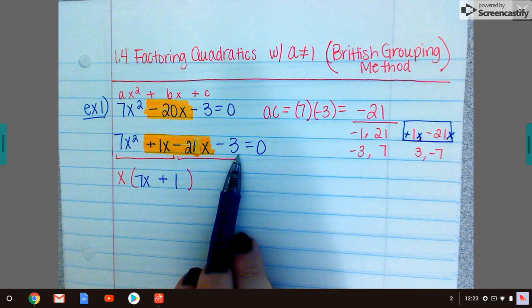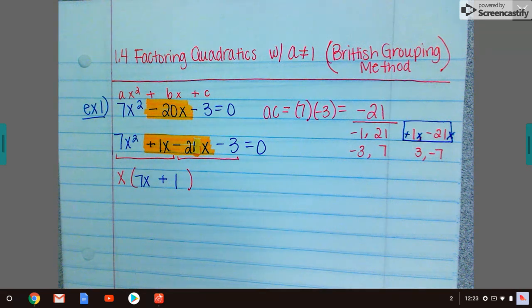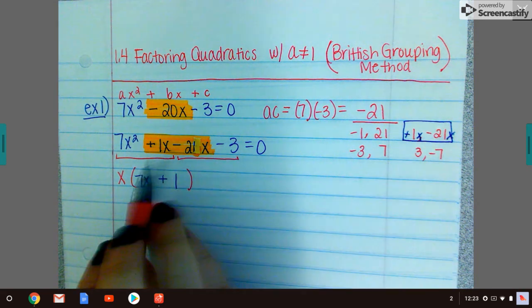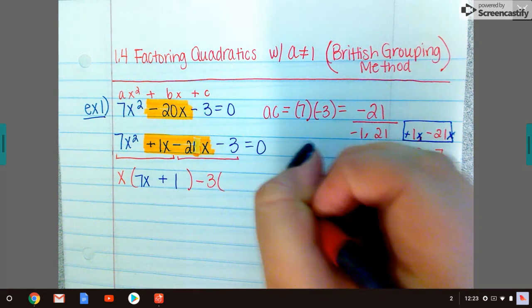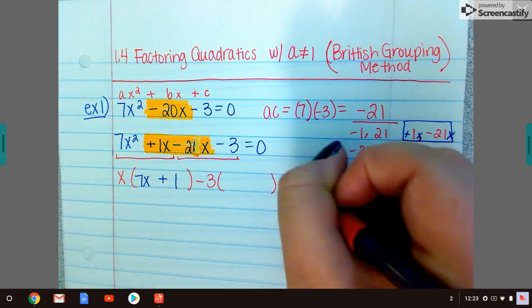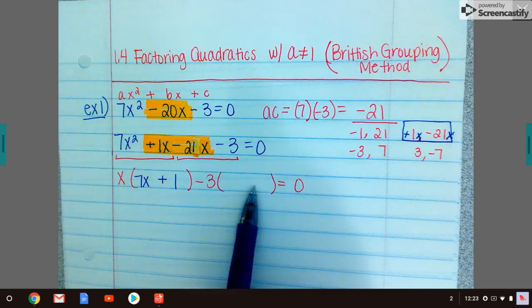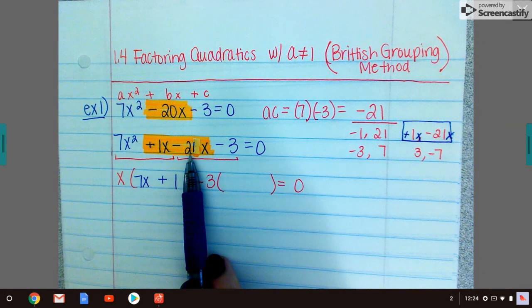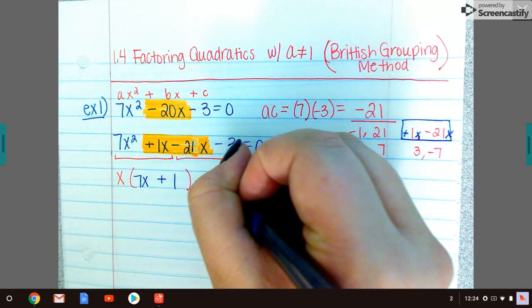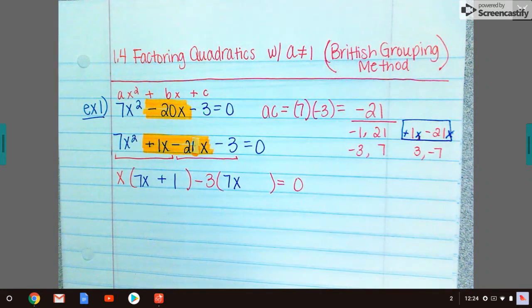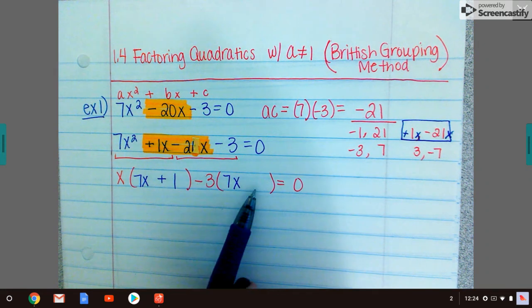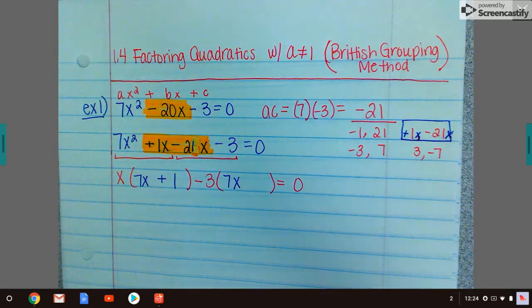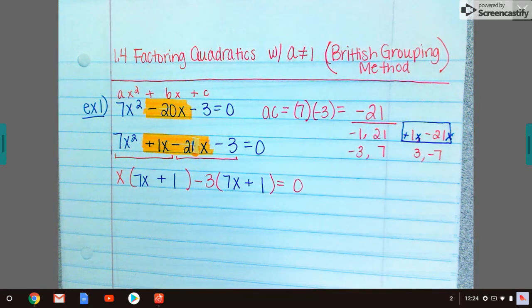Looking at negative 21x and negative 3, what's in common with both of those is a 3. I can pull a 3 out. Let's pull a negative 3 out. Whenever you can pull a negative out, do it. That way your inside that's left over ends up being positive. It looks a little nicer. All right, so if I pull a negative 3 out, negative 3 times what was negative 21x? Well, I needed a 7 and an x. And negative 3 times what is negative 3? Well, just 1. So negative 3 times 1 is negative 3.